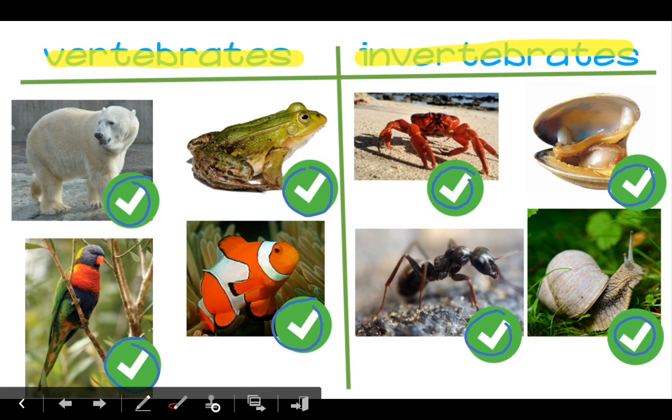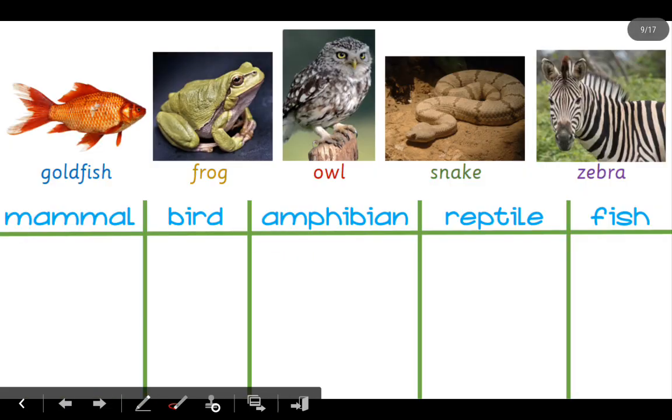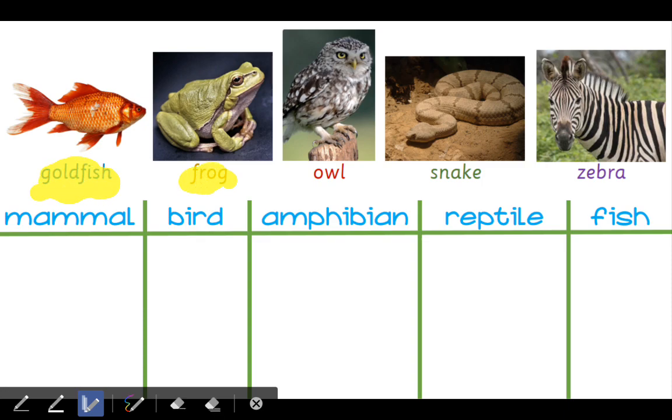Let's continue the revision. Now you have the 5 types of vertebrates. And here you've got 5 animals. And you've got to put them in the correct place. We've got a goldfish, we've got a frog, an owl, snake, and a zebra. Alright? And now we've got to divide it into mammal, bird, amphibian, reptile, and fish.